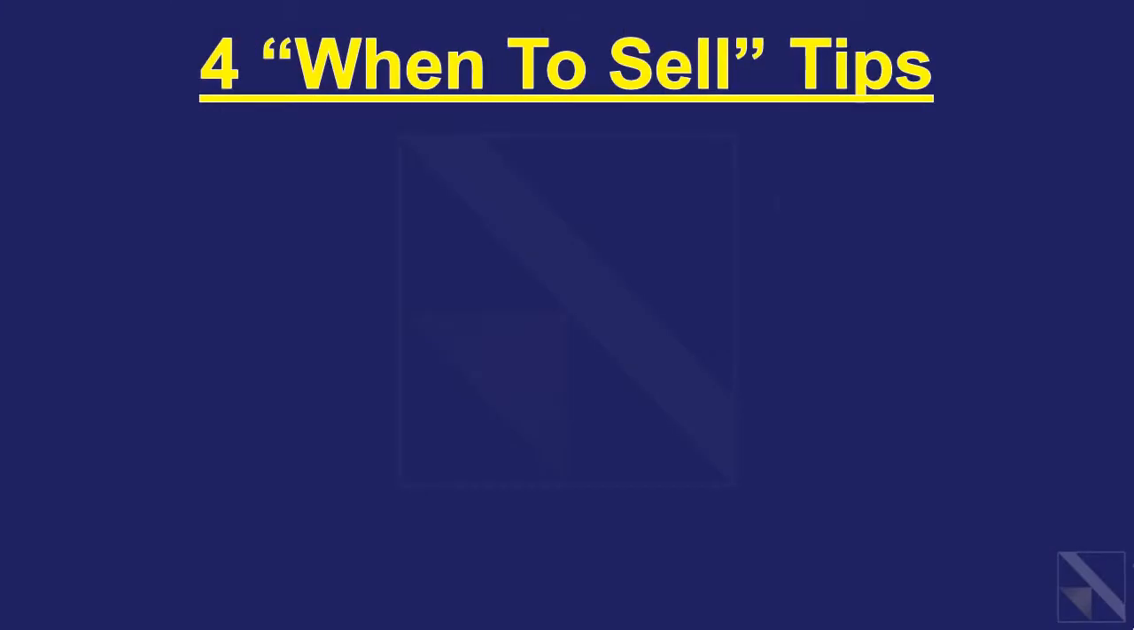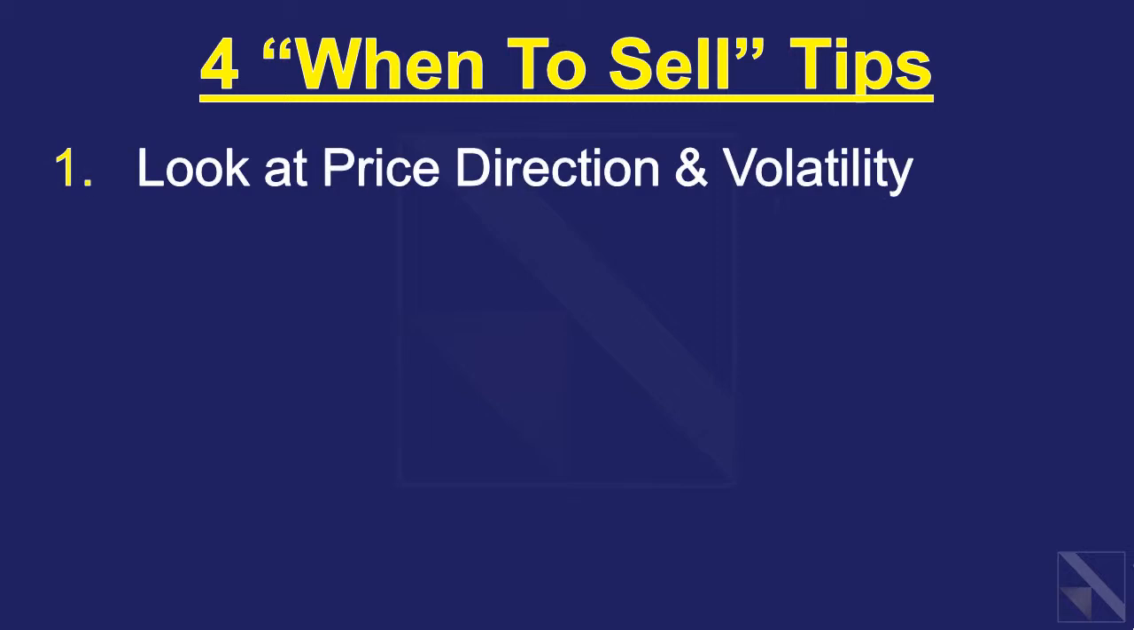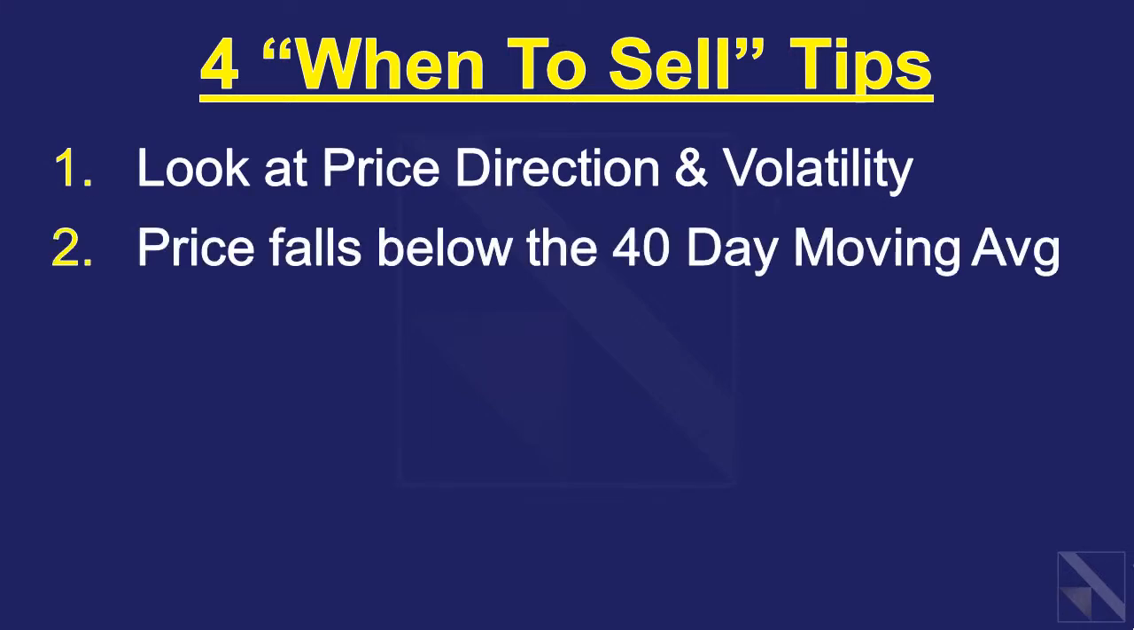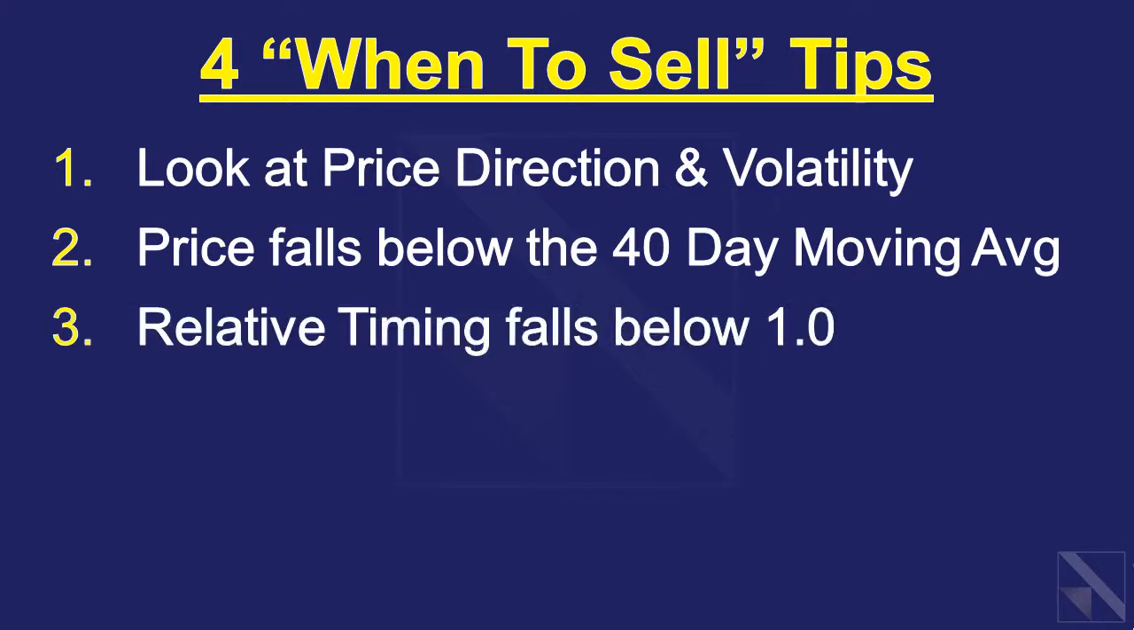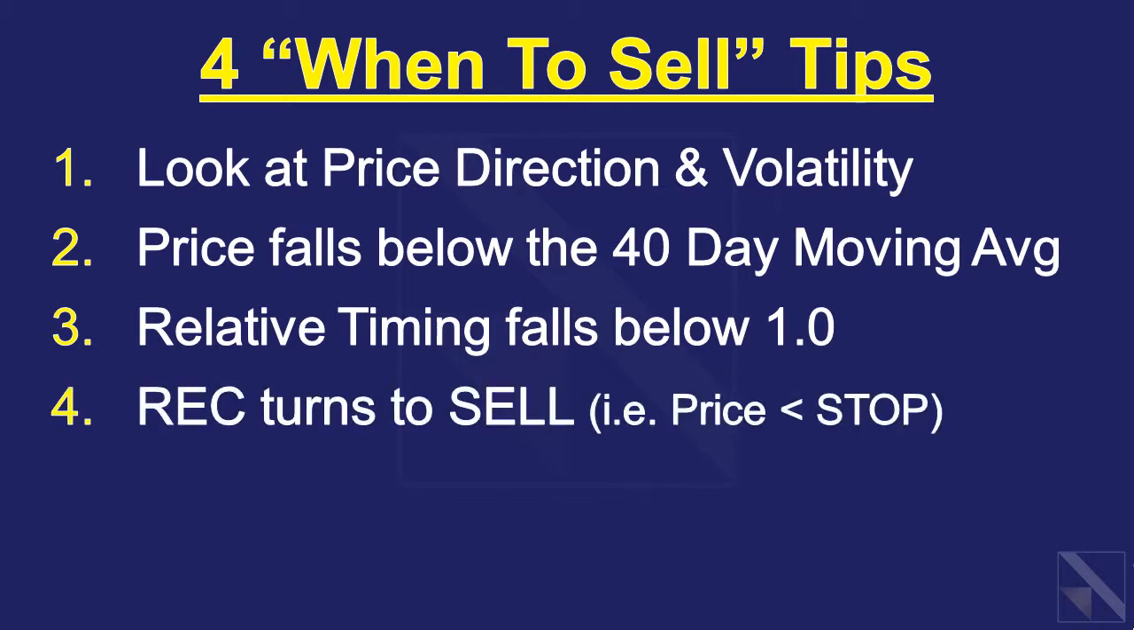So we just looked at 4 when to sell tips. Let's do a quick recap. Number 1, look at the price direction and its volatility. Number 2, look for times when price falls below the 40-day moving average. Number 3, look for when relative timing or RT falls below 1. And number 4, look for when the recommendation turns to a sell. In other words, when price falls below the stop price. Always keep these 4 tips in mind when analyzing the stocks at the bottom of your watch list.